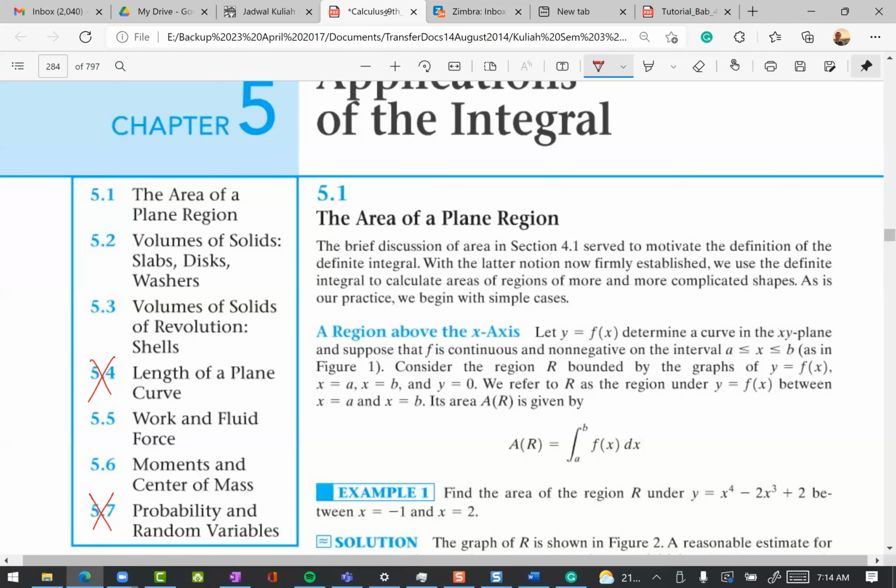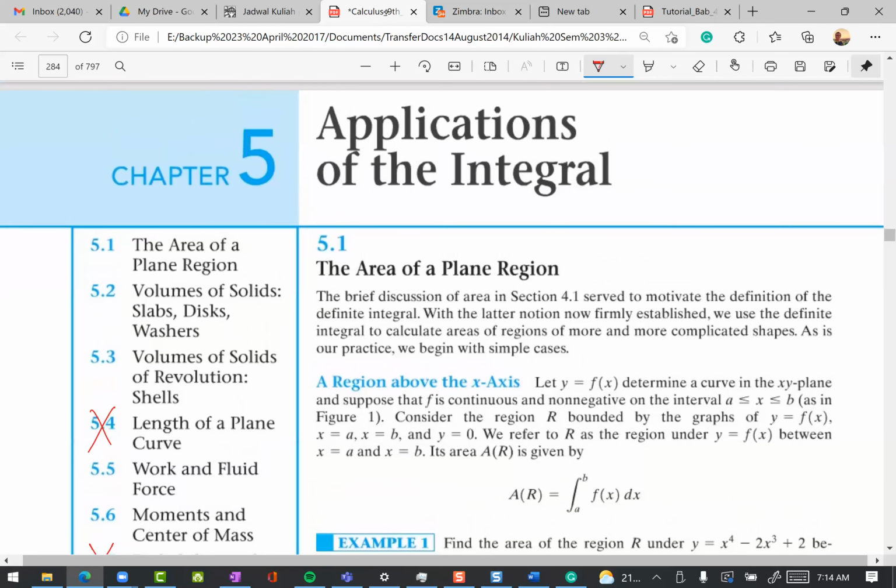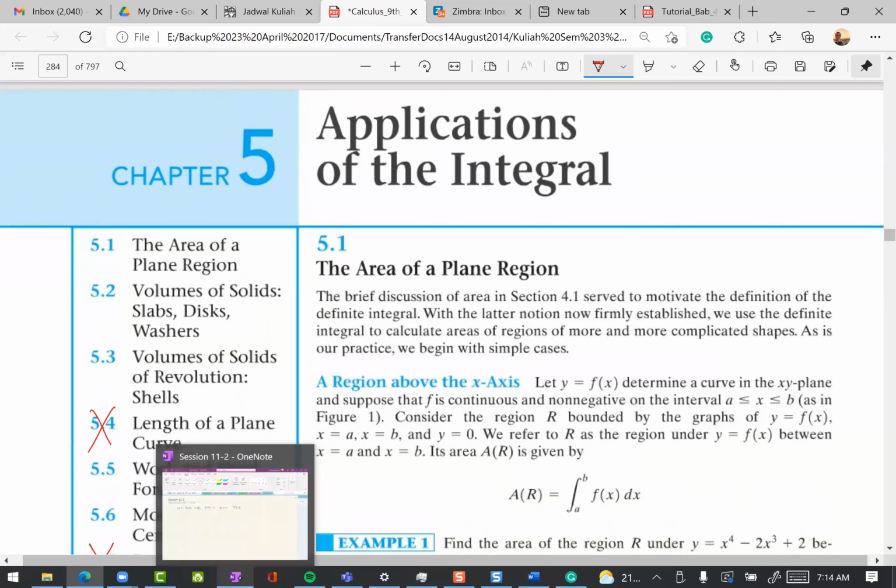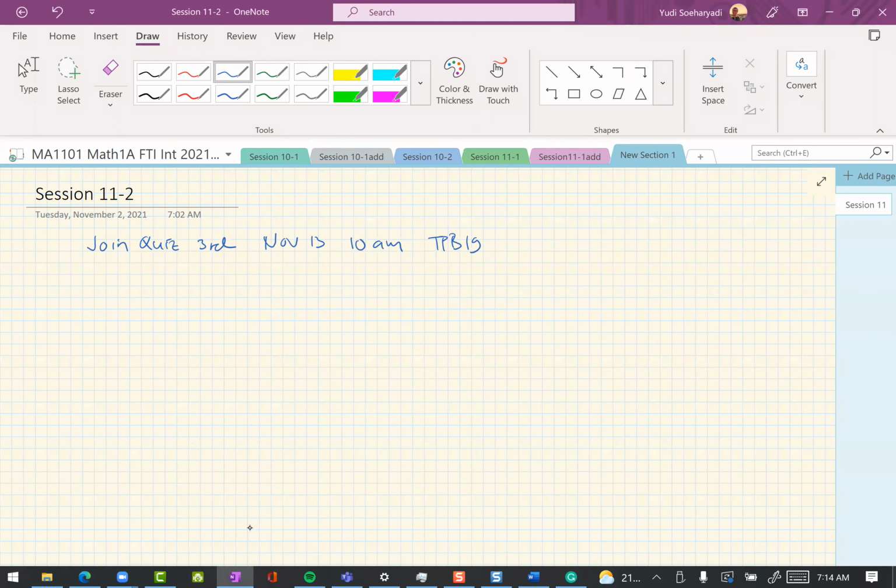Okay, so let's start with this area of a plane region. Mostly we cover this one. But what I would like to highlight from the beginning is the method of the integrals, what we mean by application of integrals. I just call it methods of integral. So the first one is partitions.